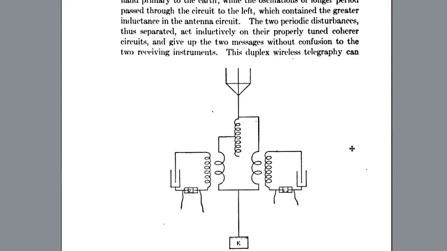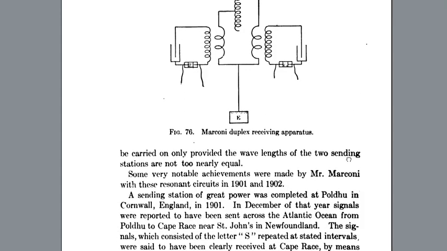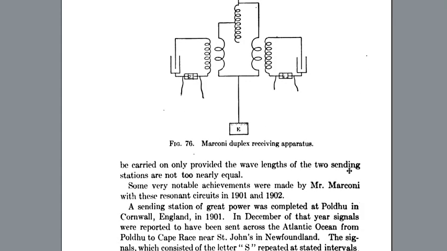The waves of the shorter period induced oscillations through the antenna and through the right-hand primary to the Earth, while the oscillations of longer period passed through the circuit to the left, which contained the greater inductance in the antenna circuit. The two periodic disturbances, thus separated, act inductively on their properly tuned coherer circuits and give up the two messages without confusion to the two receiving instruments.